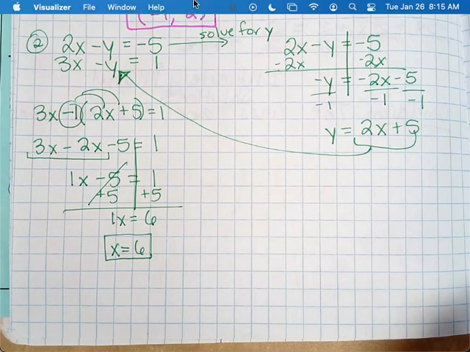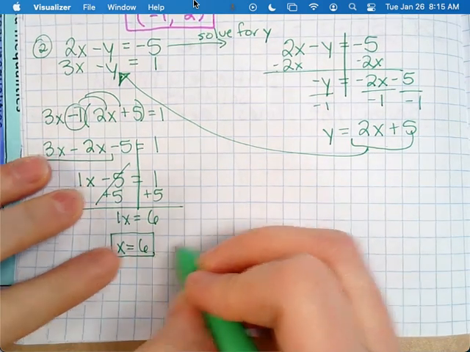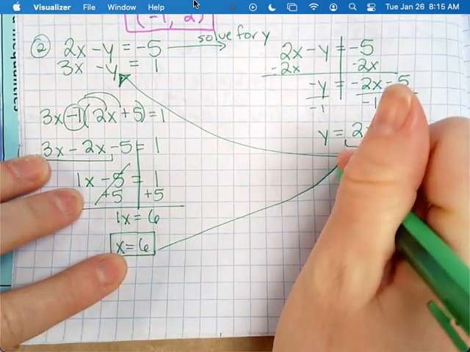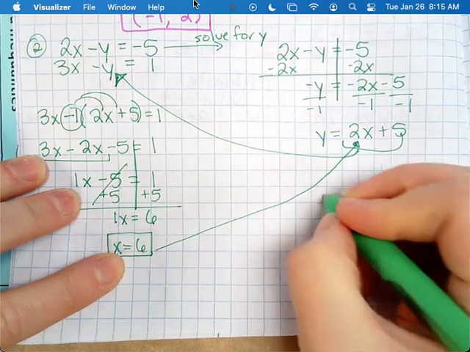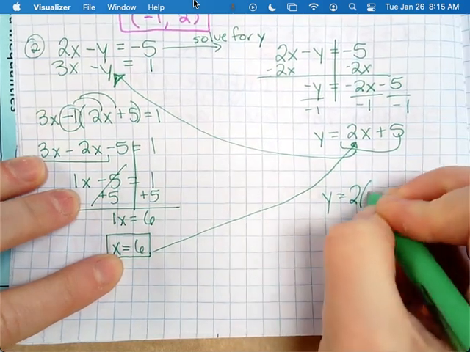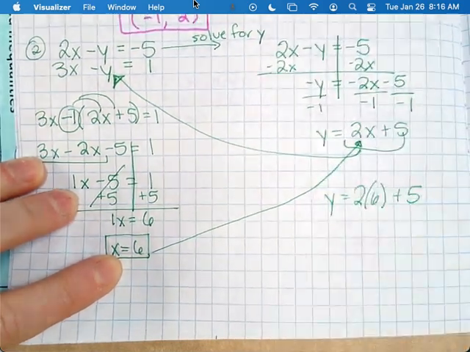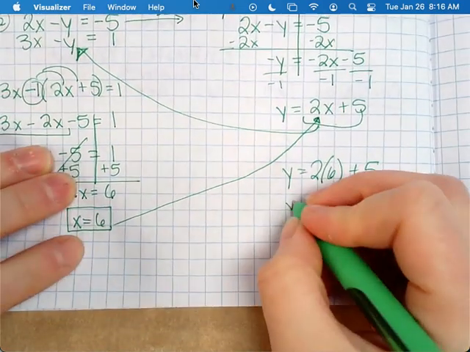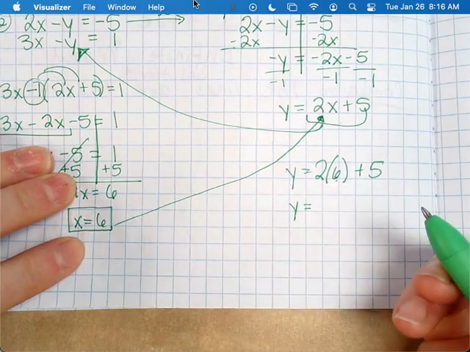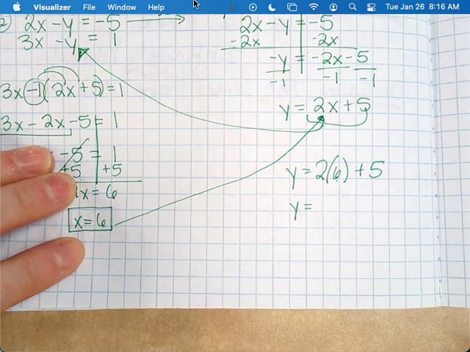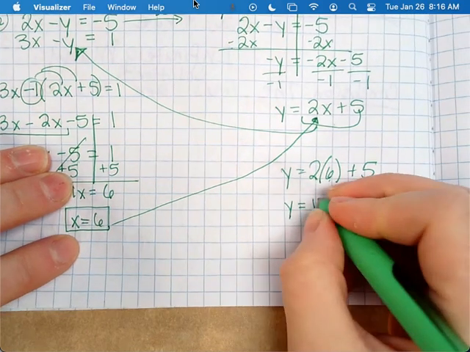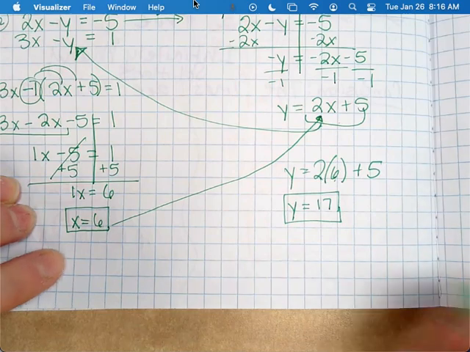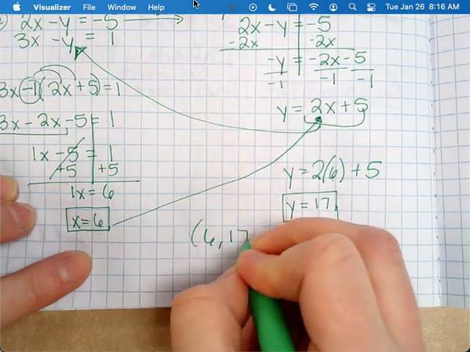Yeah, we're going to sub it back in over here. All these arrows kind of make it crazy, right? So it's y equals 2 times 6 plus 5. What does that equal? 17. Yeah. So then our solution is 6, 17.